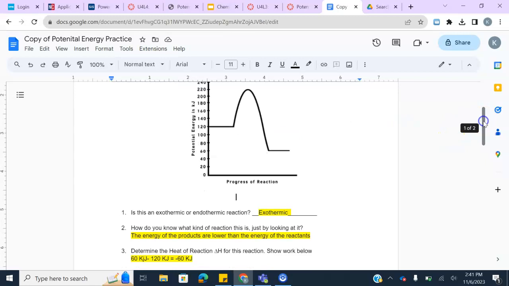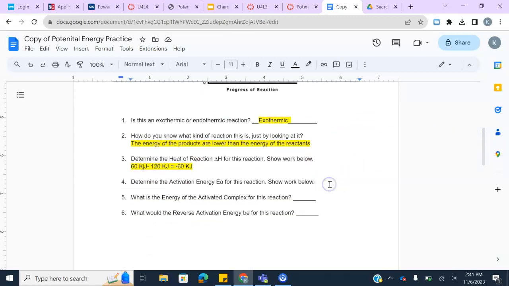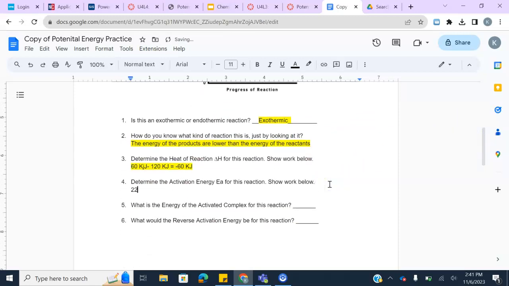So if I'm taking a look, my activated complex is 220 kilojoules. And then again, the energy of our reactants is 120. So we're going to do 220 kilojoules minus 120 kilojoules. And that is going to give us an overall energy of 100 kilojoules. So that means the activation energy for this particular reaction is 100 kilojoules.